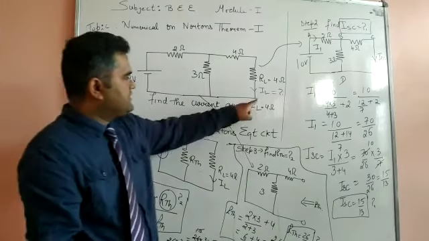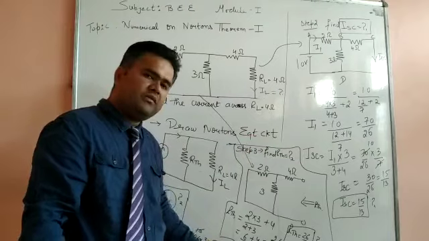Now this is your IL, your aim. So what is the aim? IL is 15 upon 23.